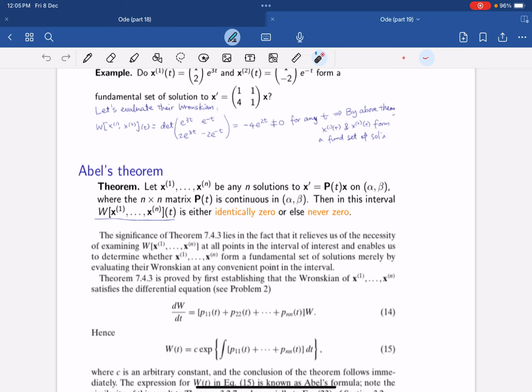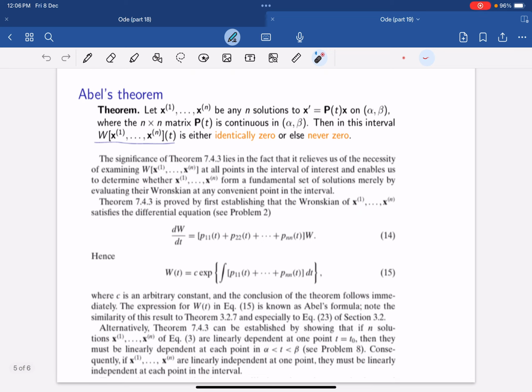And now we move on again. There's also Abel's theorem, and similarly it states the same thing but now in a more general sense with multiple variables: this Wronskian is either always zero or never zero. The proof is almost the same. You rewrite it in a form such that you can do variable separable on it, and show that it is the exponential integral of the coefficients, and you'll be done.